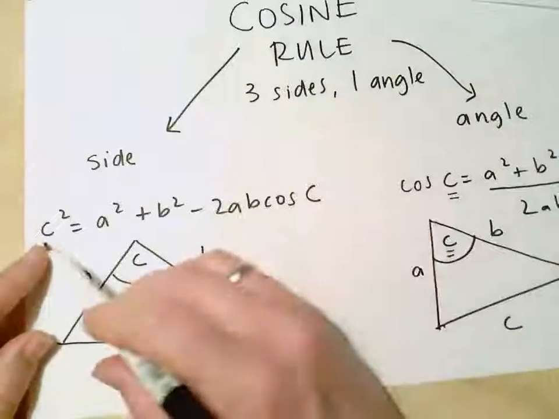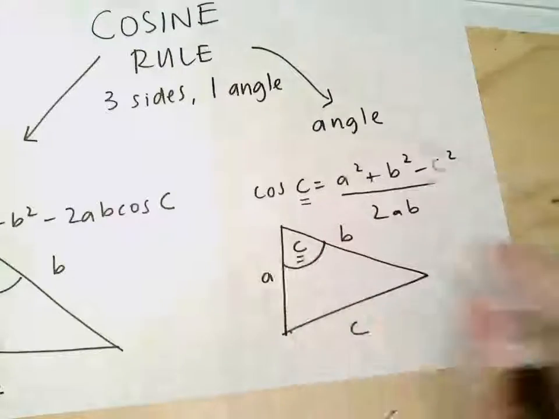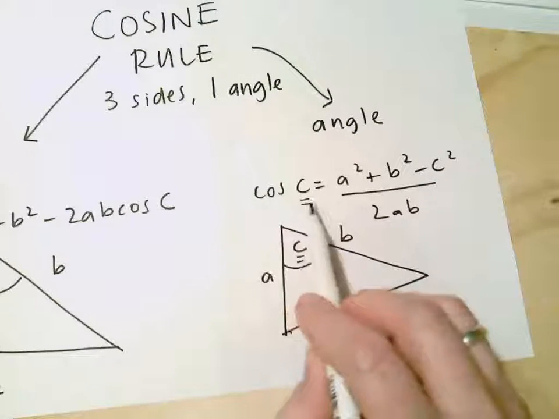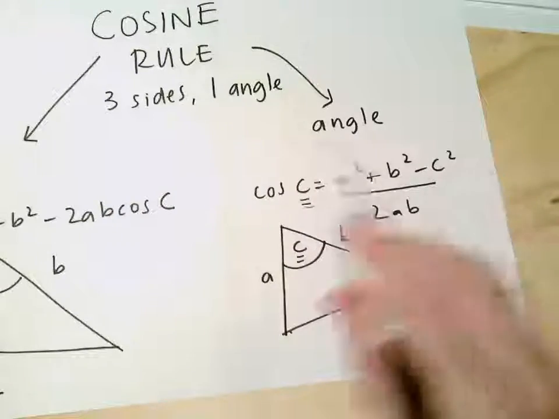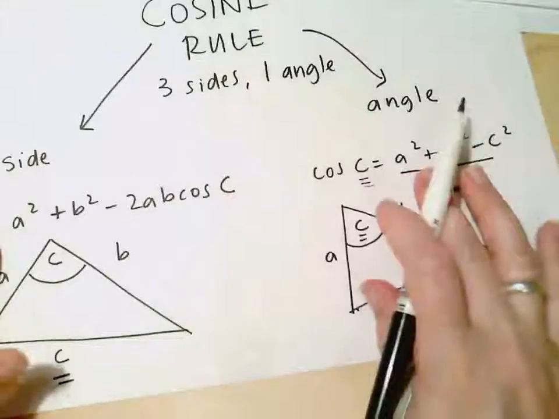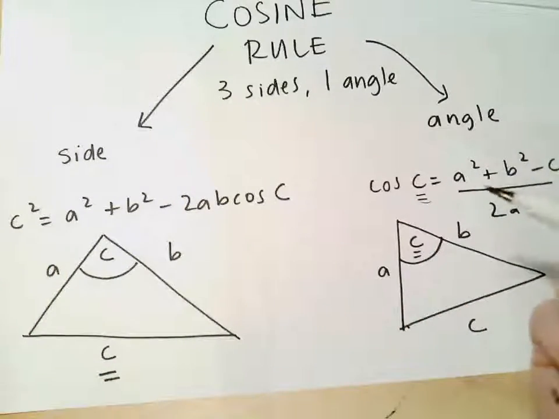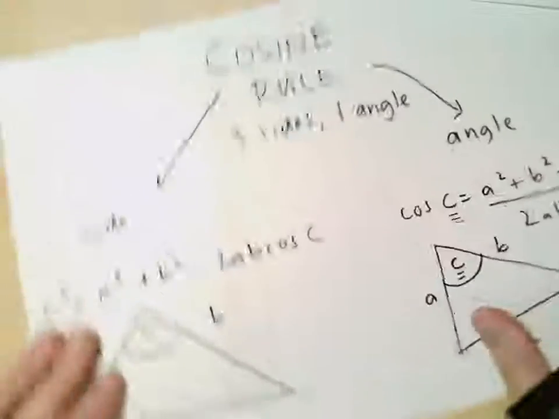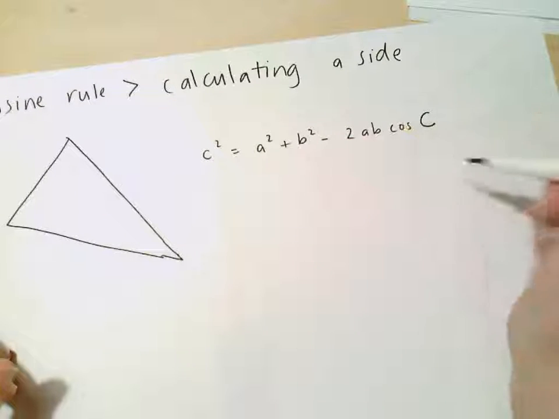And for calculating a side we use this form of the rule. This one here, the one that's got cos C at the front, remembering that the C there would be the angle because it comes after cos, is what we use when we're calculating an angle. Both of these two formulas are given to you on your formula sheet, but of course you need to remember which one to use. So if we're calculating a side, we're going to use this form of the rule.